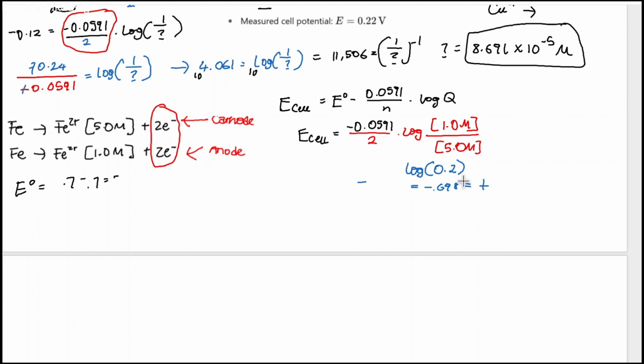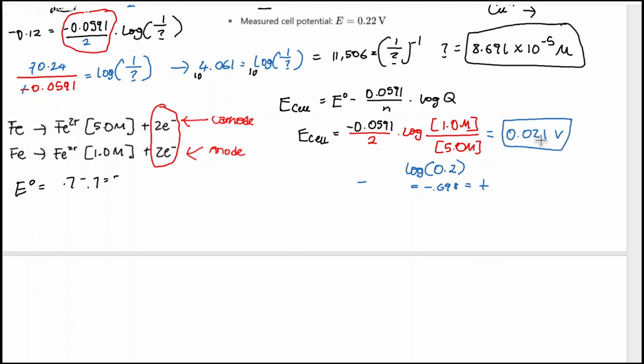And we want the Ecell to be positive, which is why when you get a negative log times a negative thing, you know you're on the right track, which is why the lower should be on top. The lower is a product, and the higher is a reactant. And when you plug this into the calculator, you get a positive number here, which is approximately 0.021 volts.